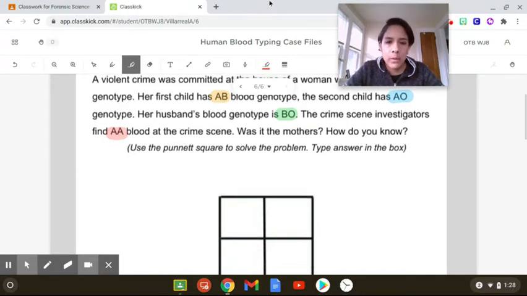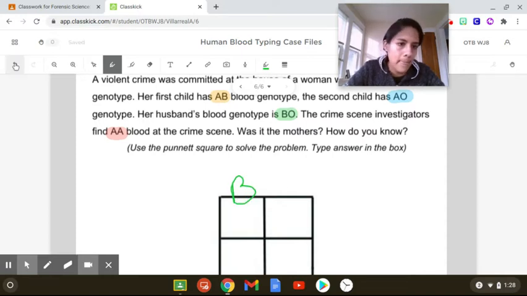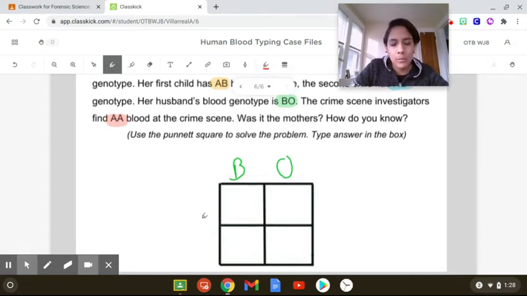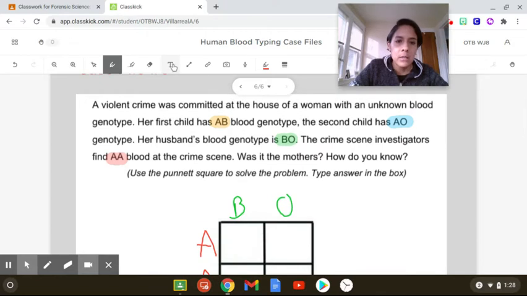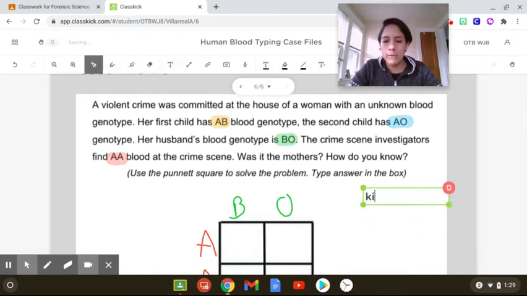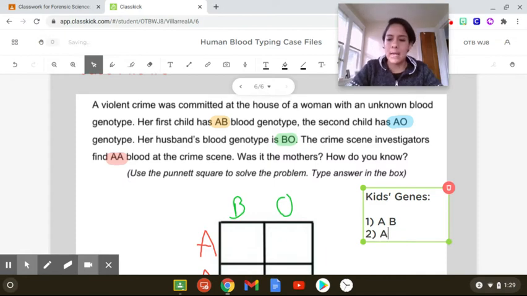How do you know? So what we're going to do is take the father, because we know his blood genotype. He has 2 genes. He has a B and an O. Okay, and this one we don't know, but it was found at the crime scene. But we just want to know if it could be the mom's. And how we would know that is if we do the Punnett square, and if those gene combinations result in their 2 children. In order for that to be the mom's blood, it would have to produce the kids' genes, which are child 1 has an A and a B gene, and child 2 has an A and an O gene.